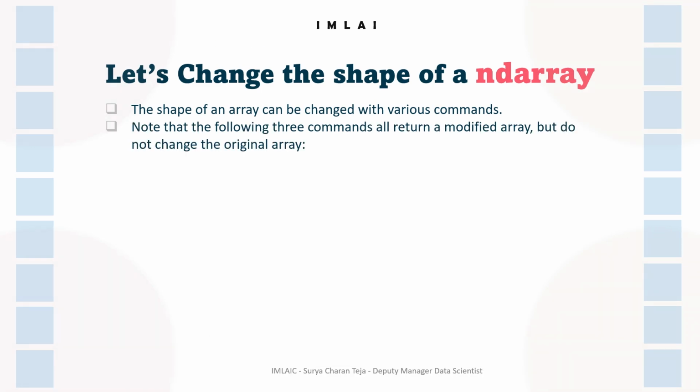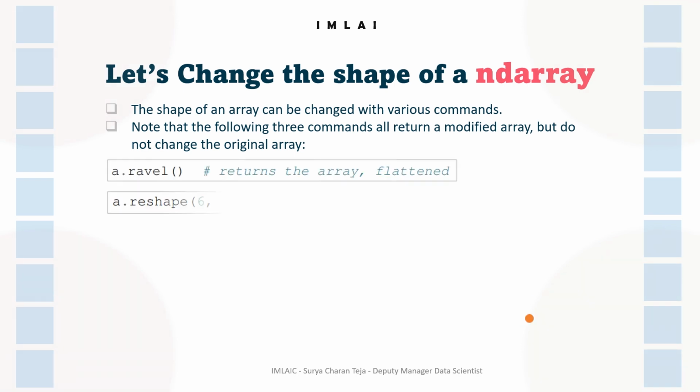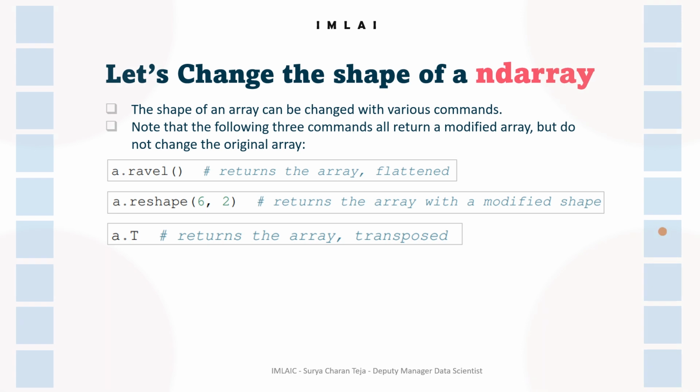Now the shape of an array can be changed with various methods. Note that the following 3 commands all return a modified array but do not change the original array. I'll show you one by one. You'll get a modified array that can be saved in a new variable. However, it won't change the original array.